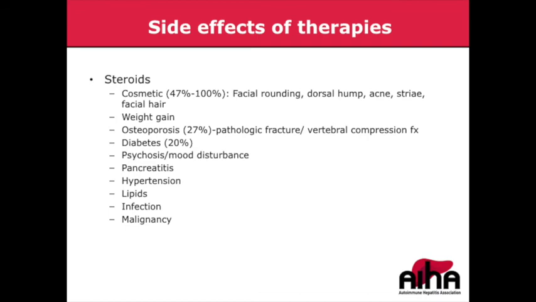Cosmetic is very common, facial rounding, humps, acne, stria, which is red streaks on the belly, like stretch marks, facial hair. Weight gain is important, osteoporosis with pathologic fractures, diabetes, effects on mood and psychiatric conditions. Pancreatitis can develop early. Blood pressure, cholesterol, triglycerides, and not to mention infection risk and cancer risk, which is really an effect of immunosuppression in general, regardless of agent.